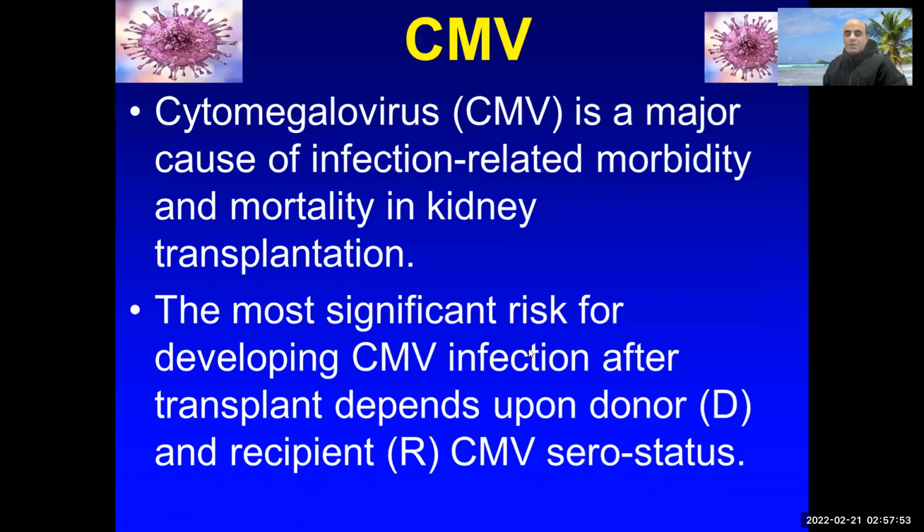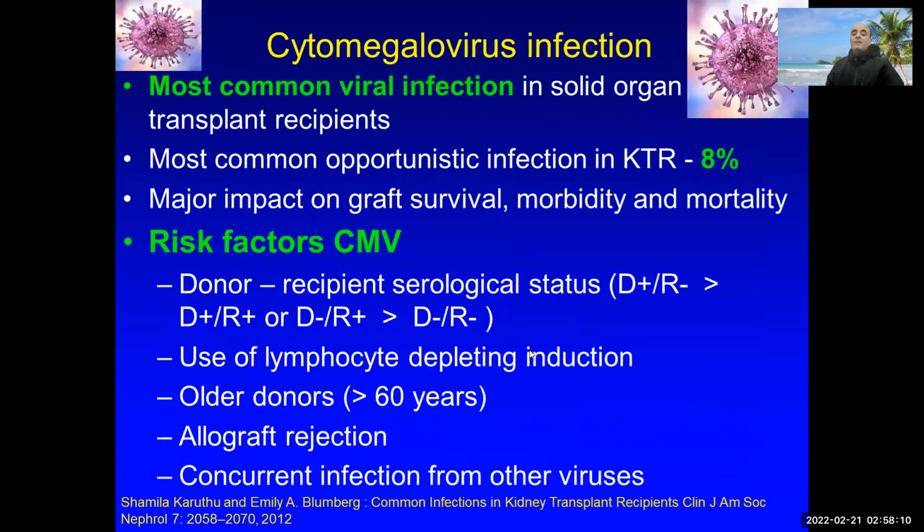CMV is a major cause of infection-related morbidity and mortality. Kidney transplant is the most significant setting for developing CMV infection after transplant, depending on the donor and the recipient CMV serostatus. If the donor is positive and the recipient is negative, this is the most important risk factor.